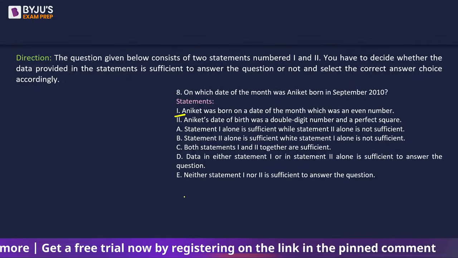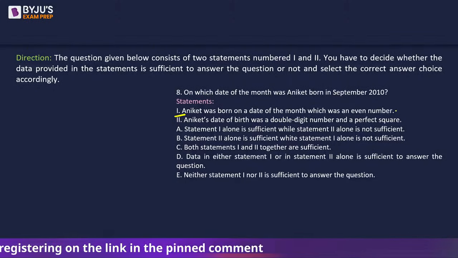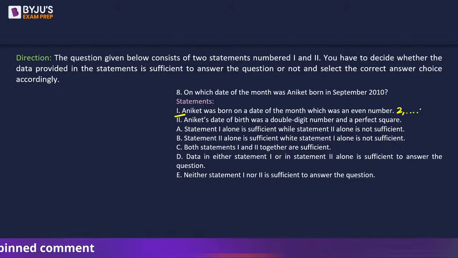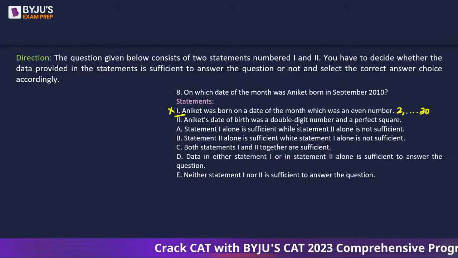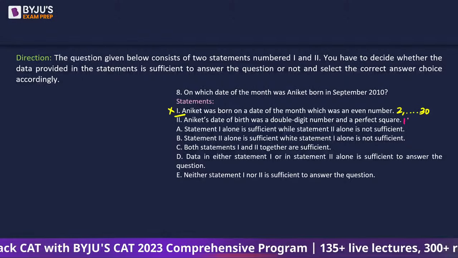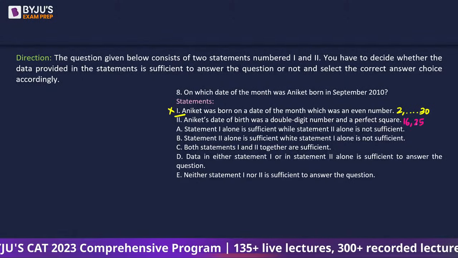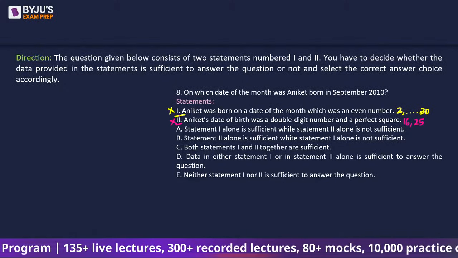First statement. Aniket was born on a date of the month which was an even number. So it could be anything from 2nd September up to 30th of September, right? Any of the even numbers. So, nahi pata. First alone will not give us the answer. Okay, let's pick the second one. Aniket's date of birth was a double-digit number and a perfect square. A double-digit number and a perfect square, it is going to be 16 or 25. There are 2 possibilities from 1 to 30. So second alone will also not give us the answer.